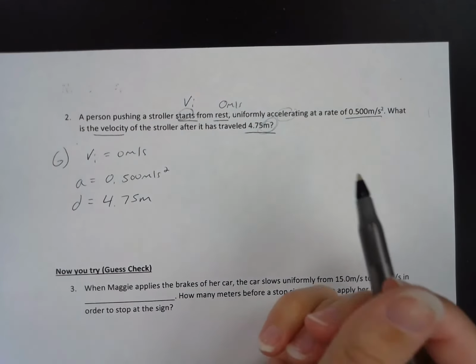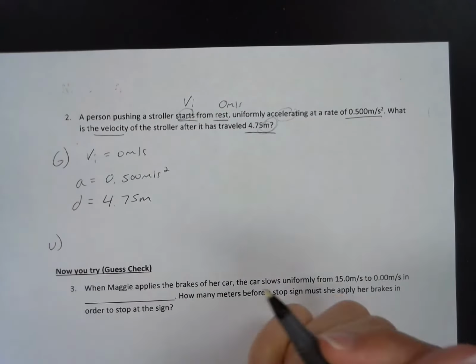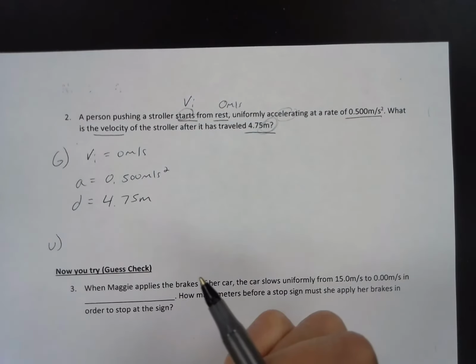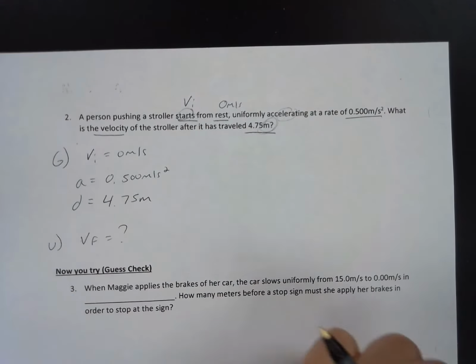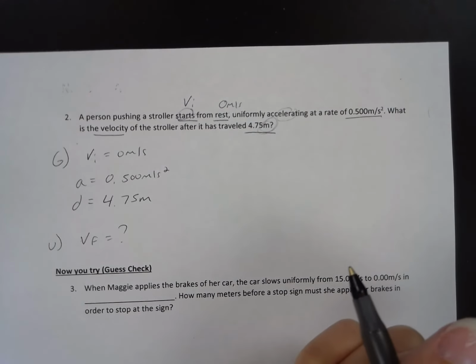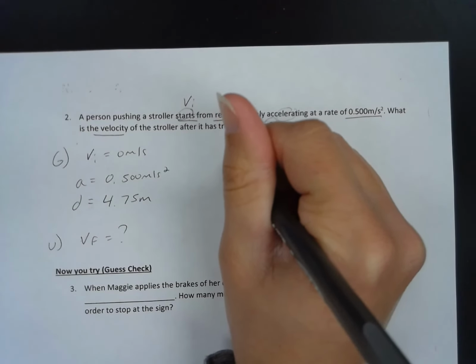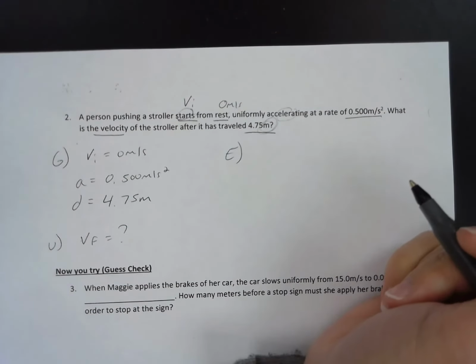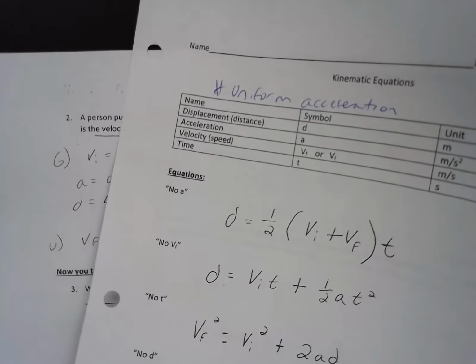And I'm trying to find the velocity of the stroller after it's moved. So my unknown is velocity. I know how fast I was going at the beginning of the problem, so my unknown this time is my final velocity. So how fast was I going at the end of the problem? So now I have to pick out an equation that has VI, A, and D in it, and it's set up to solve for VF.